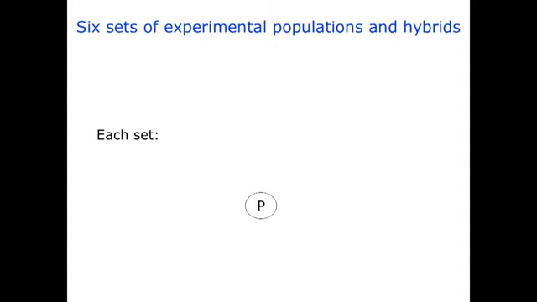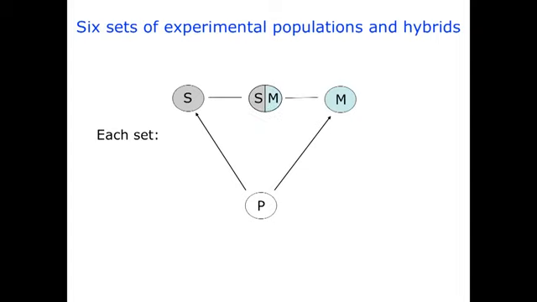Start with a progenitor. We evolve a subset in high salt, low glucose, M, and now we can make the hybrids between those two. So this is an SM hybrid, and these are made at the population level. We select out all of the unhybridized genotypes to get those. But we can also make another kind of hybrid, and that's the salt evolved with the progenitor, SP.